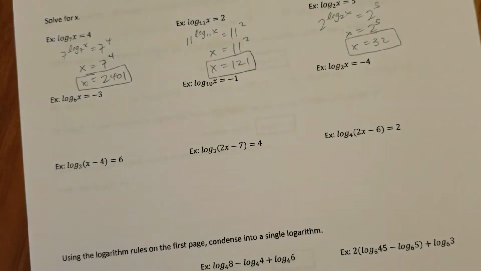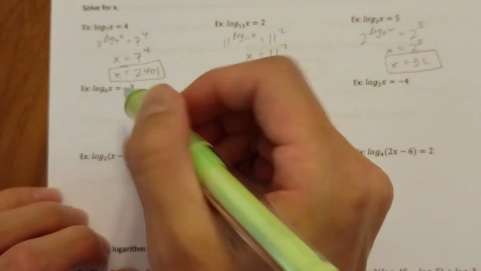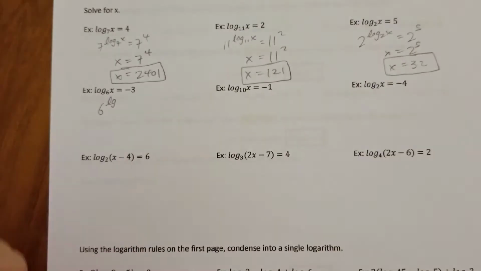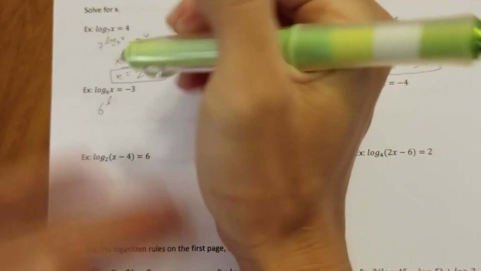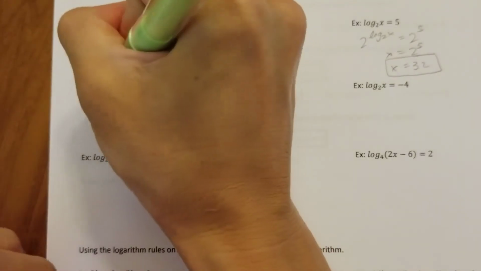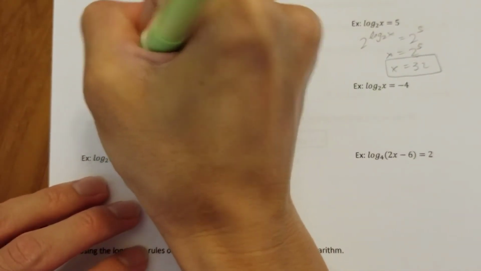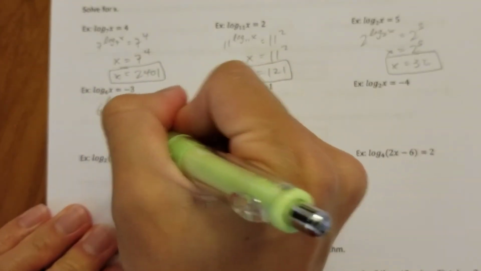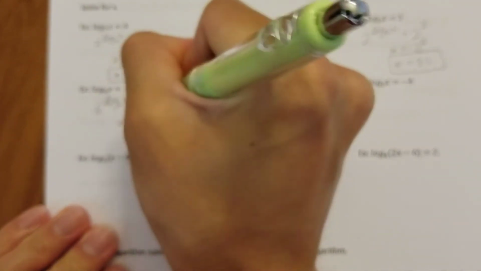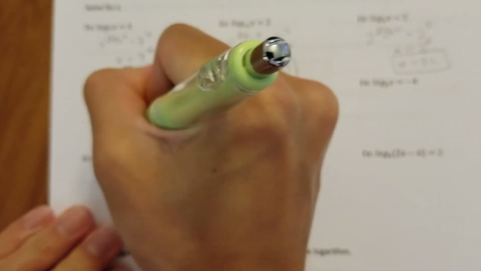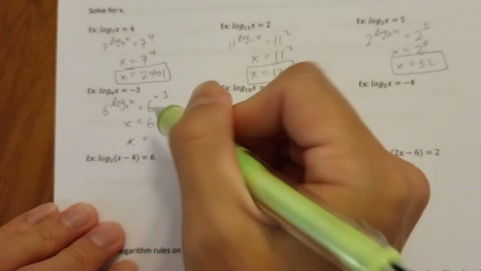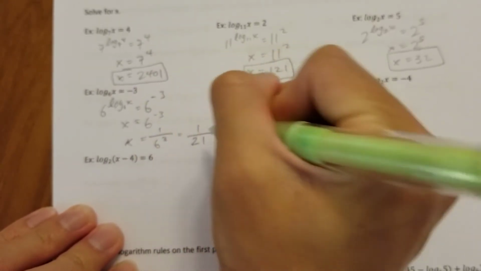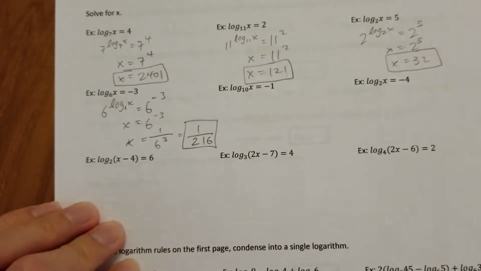Okay, this one. Log base 6 of x equals negative 3. Rewrite both sides with a base of 6. So 6 raised to log base 6 of x equals 6 raised to negative 3. This part simplifies, so x equals 6 raised to negative 3. So 6 raised to negative 3 is the same thing as 1 over 6 cubed, which is the same thing as 1 over 216.